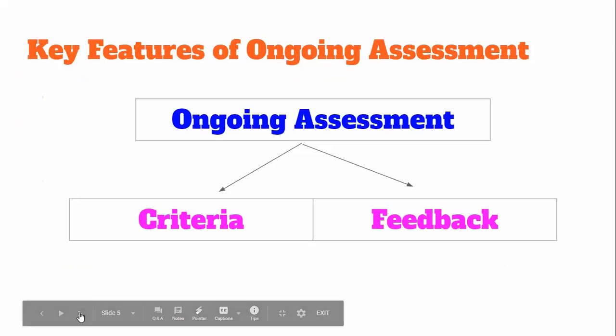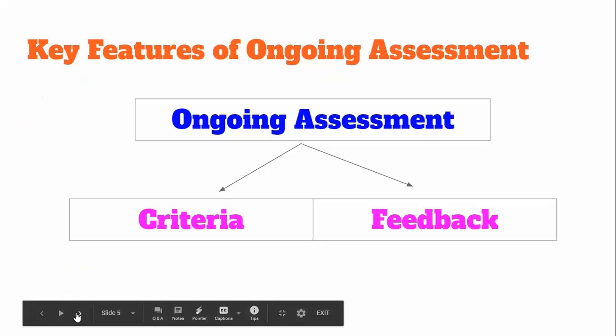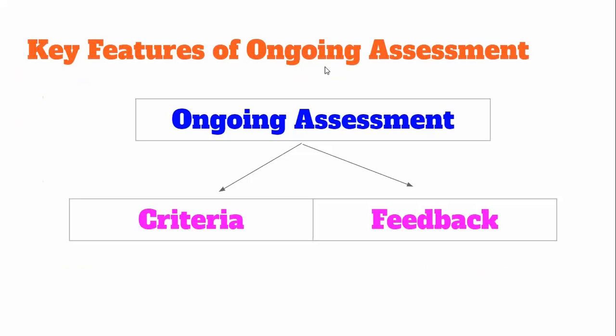Now, there are two important key features of ongoing assessment. One is establishing the criteria and the other is providing feedback. So we will see both of these in detail.